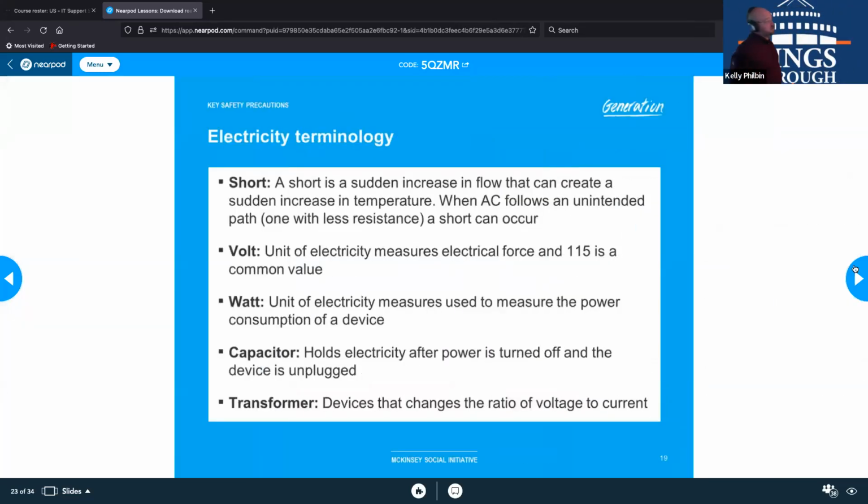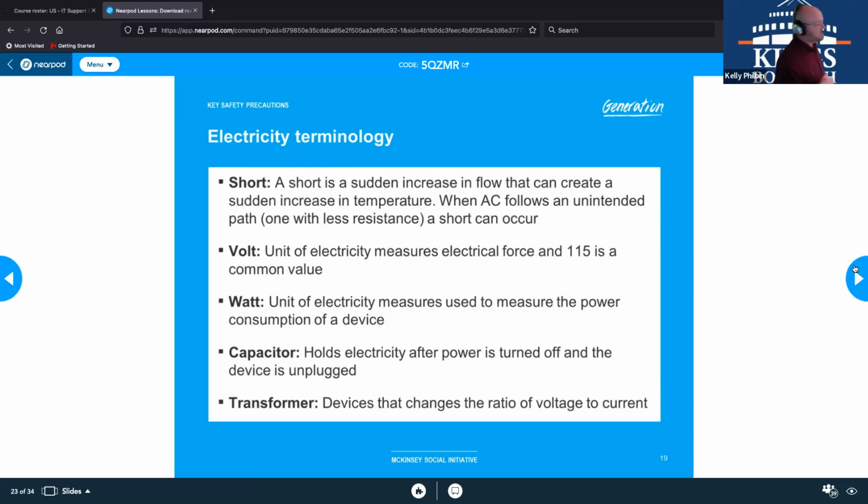So big thing, we just have a few definitions here. A short is a sudden increase in the flow that can create a sudden increase in temperature: high electronic flow, high heat. Interestingly, that's how heaters work. It's essentially a controlled short that causes the wires to heat up and glow and produce heat for us. So electronic heaters, that's essentially how they work. It's a short.